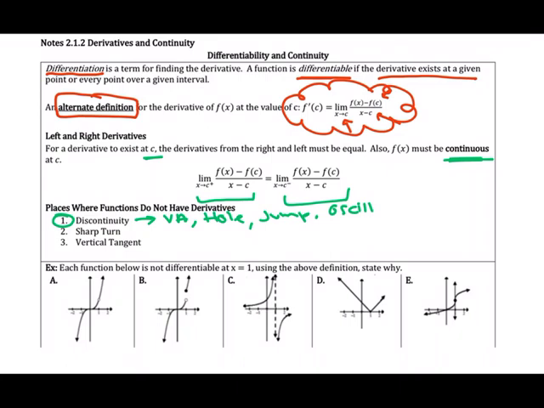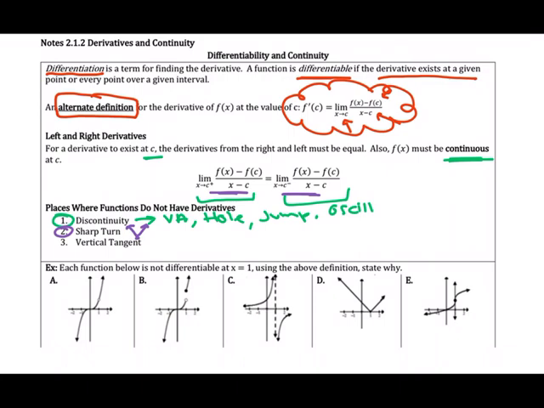A sharp turn, meaning what's happening from the left and what's happening from the right are not going to be the same exact value. That would also be a reason where the derivative wouldn't exist. And that happens with absolute value curves at the vertex of the absolute value curve. It also happens in piecewise functions when we can look at what's happening from the left and the right and it's not behaving in the same way.